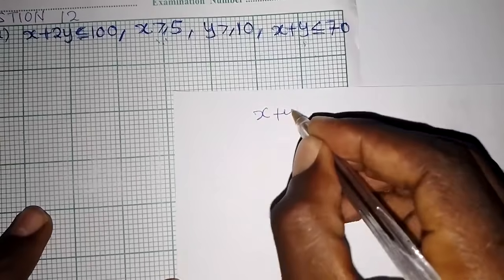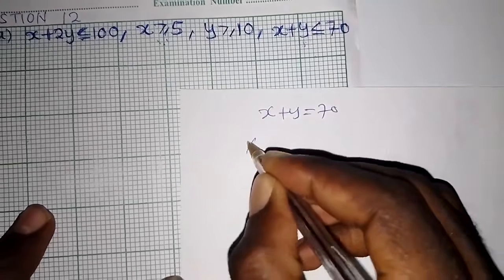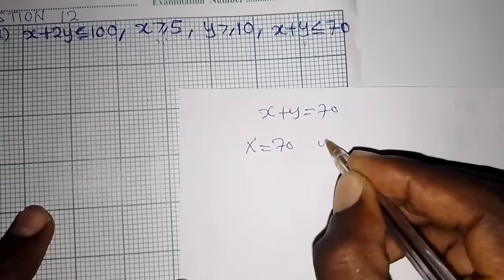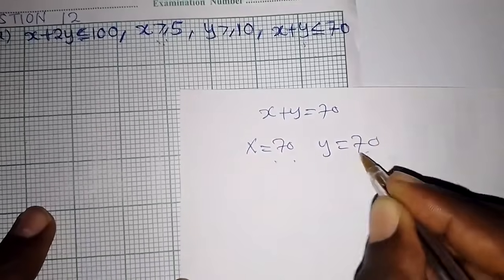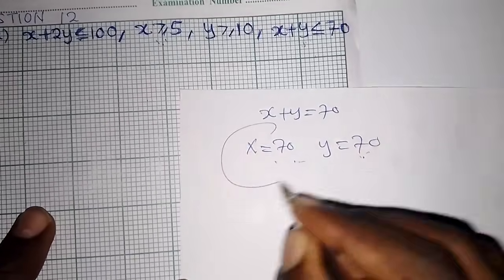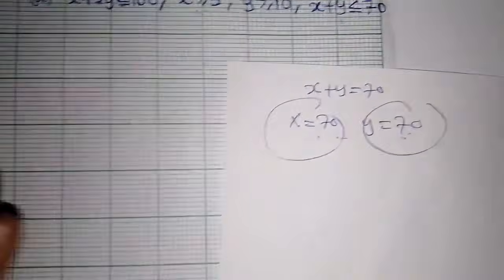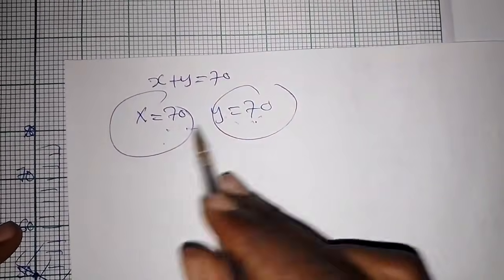It's x plus y is equal to 70. So x is equal to 70. Y is equal to 70. Are you able to see these? Yes, they are on the graph. So this one can work. So there's no need of putting that table because we are able to see this on the graph. So y 70, x 70.